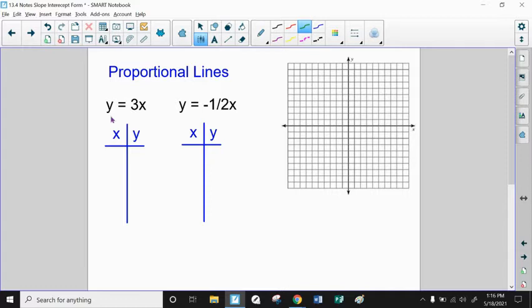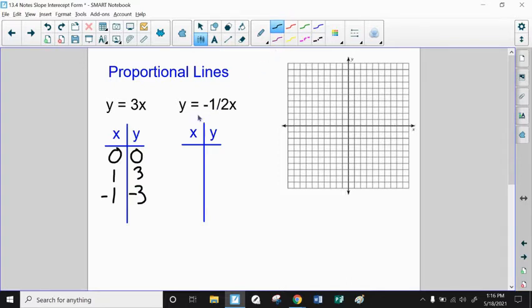So when I'm graphing the line, the first thing I'm going to do is pick a value for x. Normally I start with 0. When x is 0, I'm going to plug it into the equation. 3 times 0 is 0. Then I'm going to plug in positive 1 and negative 1. So positive 1 times 3 gives me a positive 3. Negative 1 times 3 is going to give me a negative 3. So I have 3 points for this line.